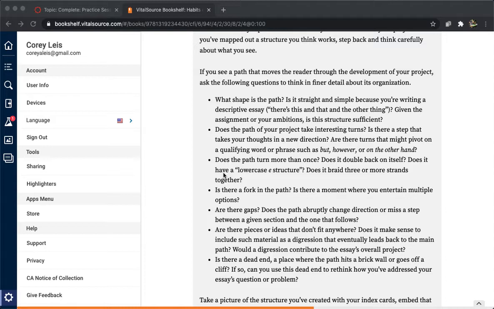Does the path turn more than once? Does it double back on itself? Does it have a lowercase e structure? Does it braid 3 or more strands together? So this is going back to the Rebecca Skloot example. She organizes her book in a way where she's braiding these 3 different storylines together, right? And so you can kind of do that.